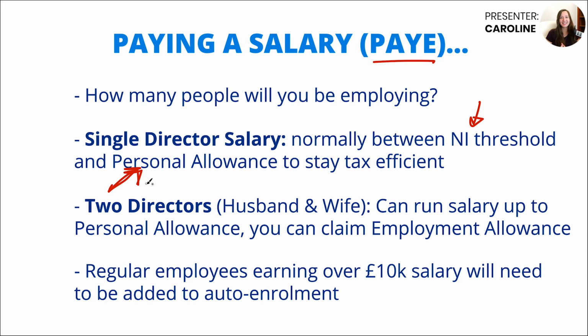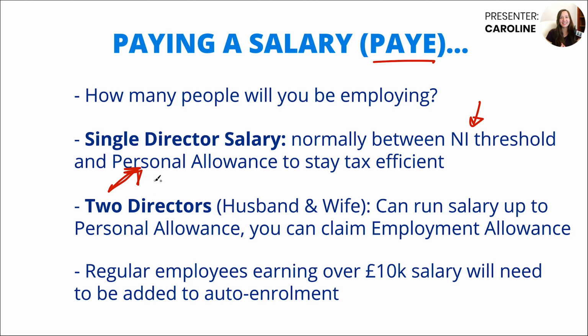So, or any other income, to be honest, because for example, if you don't use your whole personal allowance on your salary and you receive dividends, let's say, you can use the remaining personal allowance on your dividends to make those tax-free as well. So normally between these two thresholds is a pretty good way to stay tax efficient. It's kind of up to you how much you pay yourself within that.